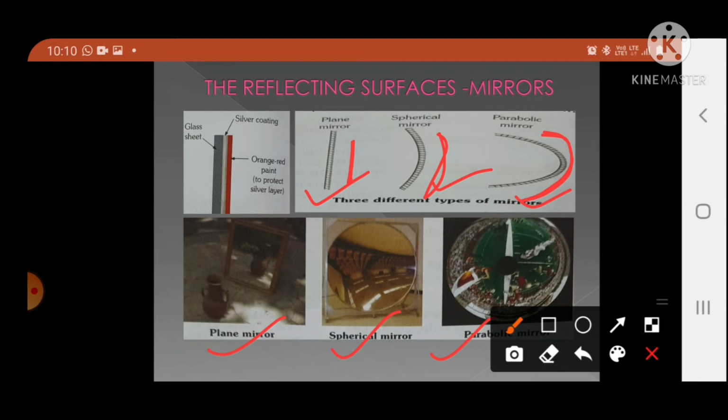How is a mirror made? A glass sheet is taken, and then silver coating is done on one side. After that, it is protected by using orange or red colored paint. So we can say a glass sheet is made opaque so that it does not allow light to pass through. Instead, it reflects the light to show the image to us.